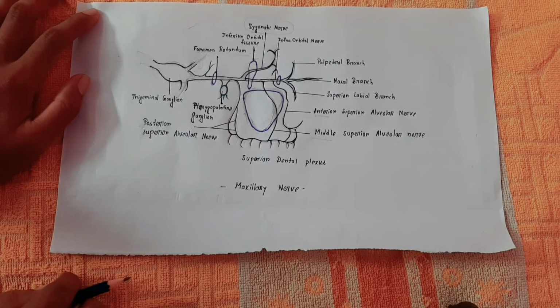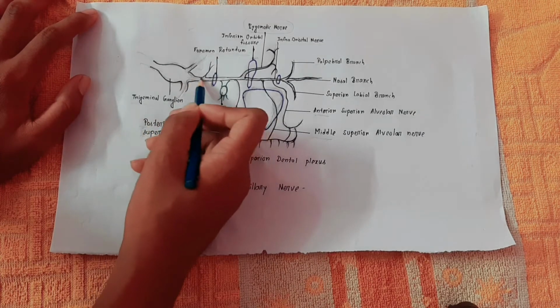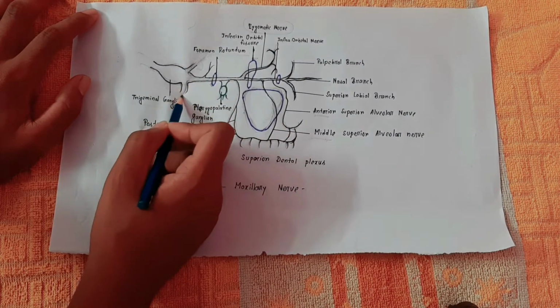So these are all the divisions of the maxillary nerve, and now we'll discuss the mandibular division. So here we discussed the maxilla, and this is the mandibular division.